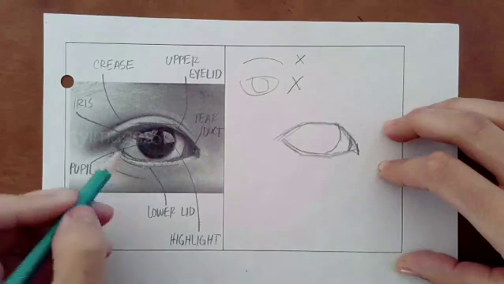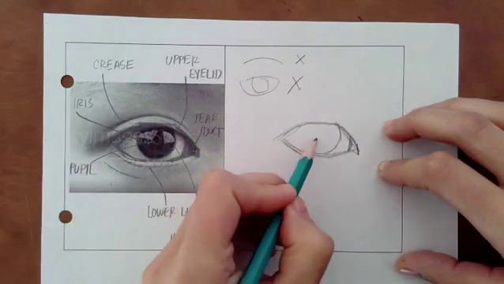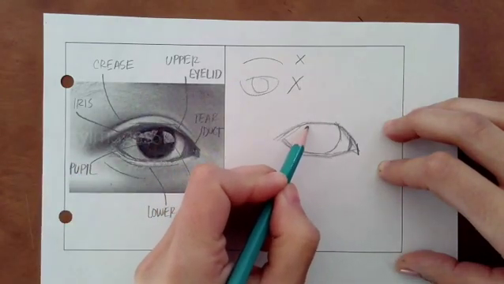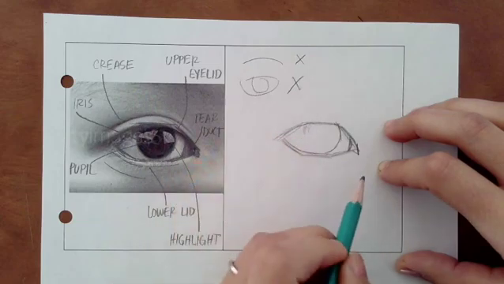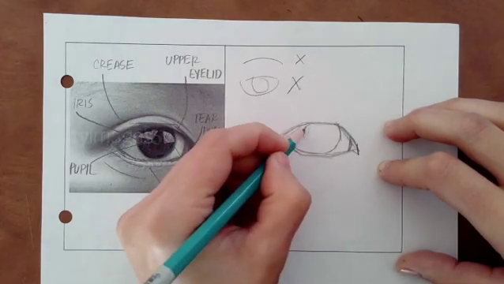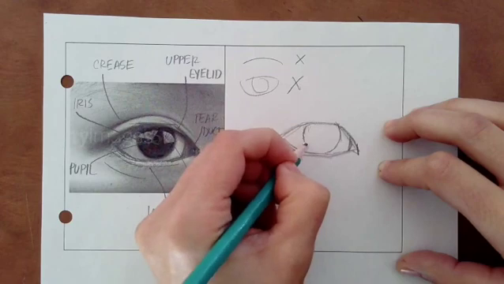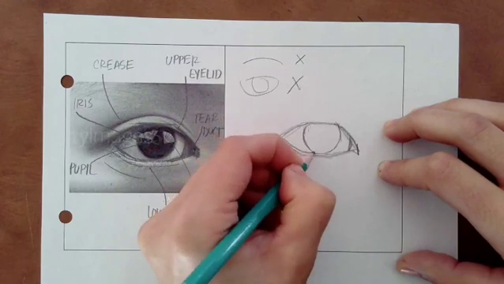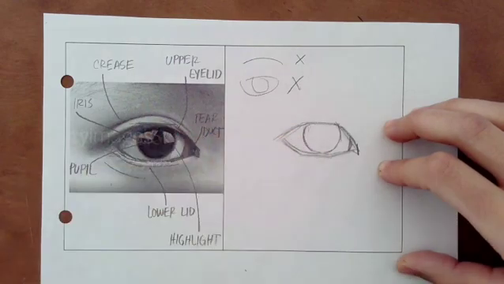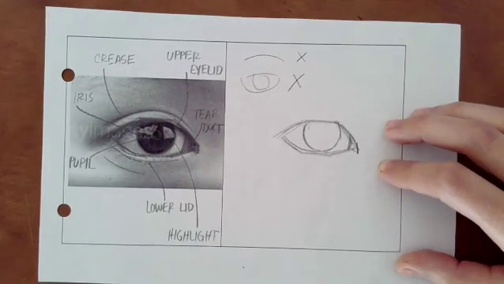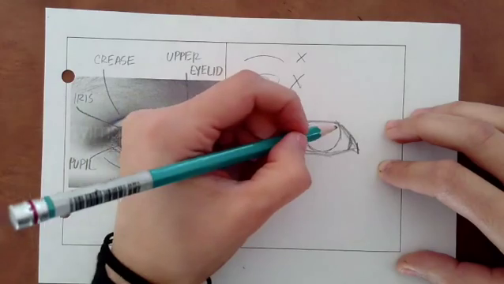So that's one side, and then I'm going to draw the other side here. Okay. And that just gives me a starting point. Now I'll go ahead and indicate the pupil.